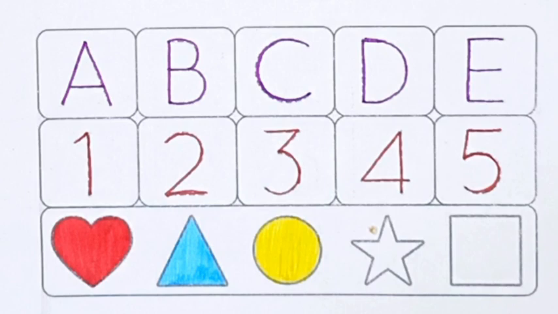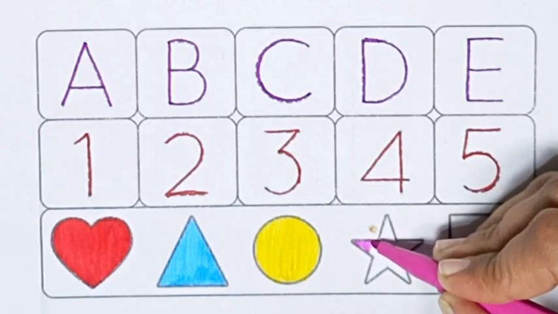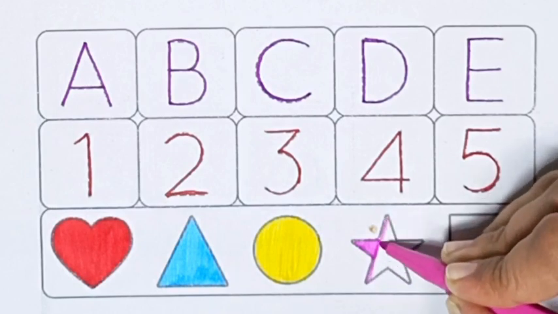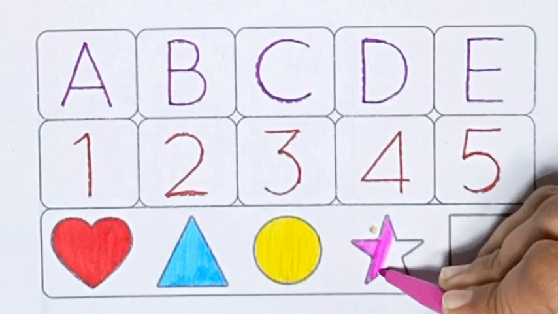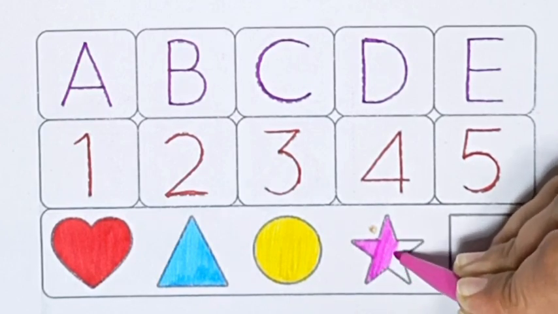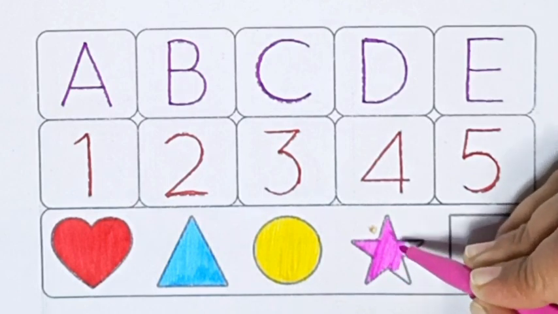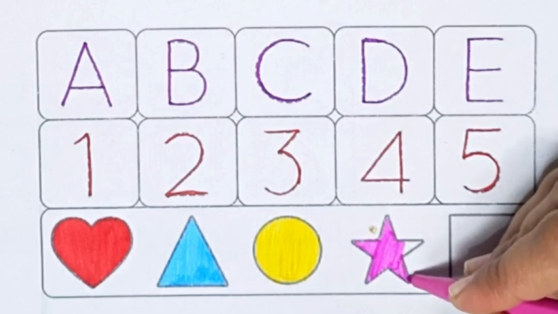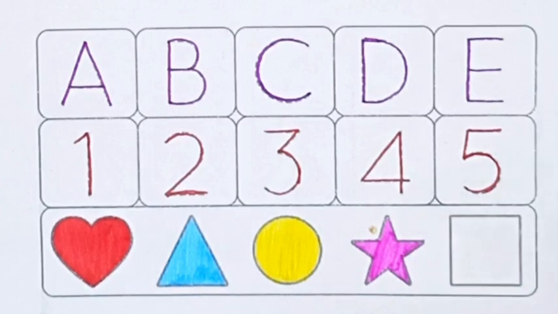Now we move to another shape. This is star. What is the name of this shape? Star. What is the color of it? It's pink color. What is the color of star shape? Pink color. Finally, we are near to complete it. Okay, it is completed. It's a star.